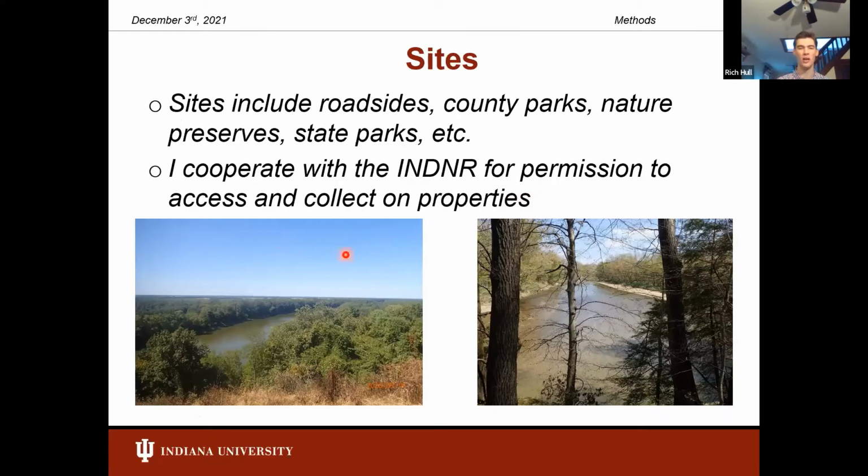Here's the Miram Bluff Park in Sullivan County overlooking the Wabash River here and into Illinois. It's a very neat site. I found a couple of county records there this last year. And here I have a hemlock stand in Park County overlooking Sugar Creek. So that's a new nature preserve called Mossy Point Preserve.